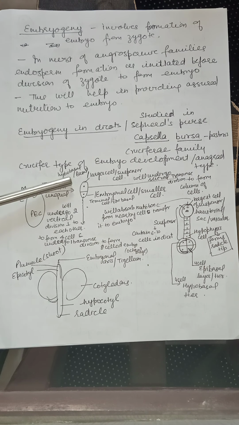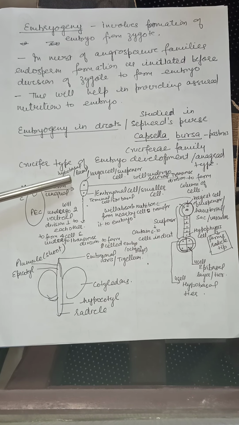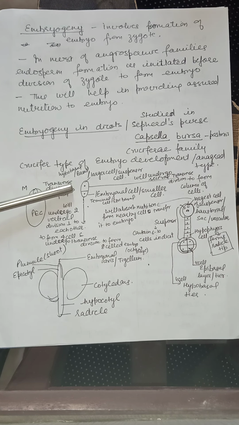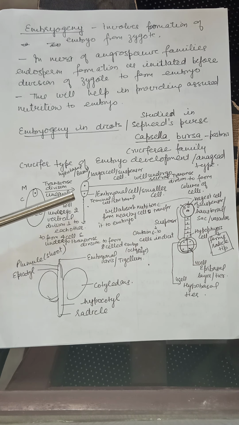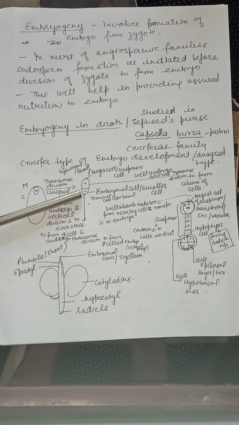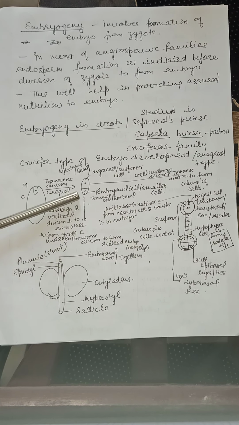The cell formed towards the micropylar end is larger in size. It is also known as the suspensor cell, basal cell or hypobasal cell. The cell formed towards the chalazal end is known as the epibasal cell or terminal cell. It is smaller in size and is also known as the embryonal cell, because this is the cell which will form the embryo.